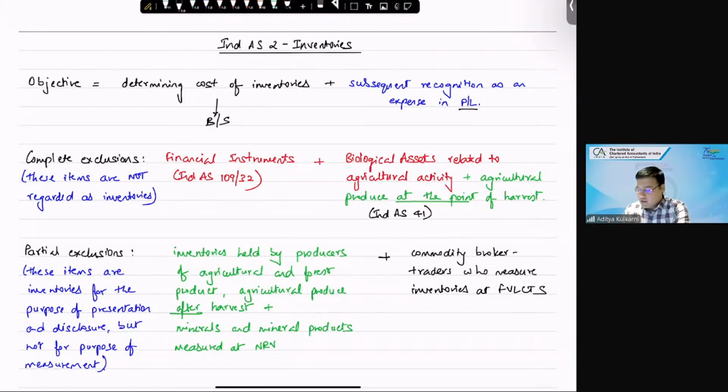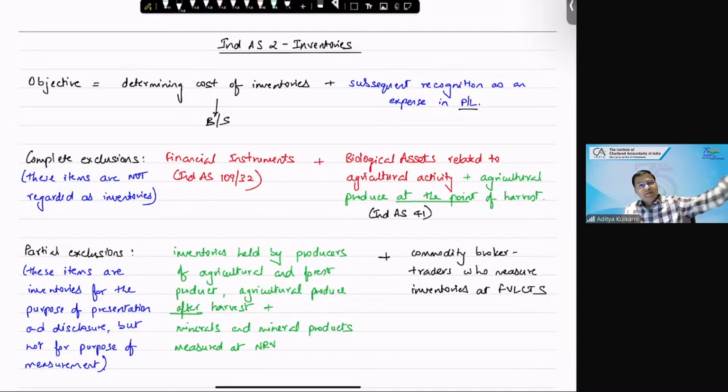So complete exclusions, you have your financial instruments. So let us assume you are a broker, you deal in stocks, bonds, mutual funds, etc. on a regular basis with your clients. Okay. So when I look at the definition of inventories, these are items which are sold in the normal course of business. So for a broker, the normal course of his business would mean the sale of financial assets.